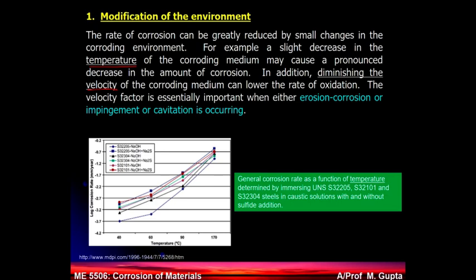For example, if you see this graph here, on the y-axis you have log of corrosion rate, and x-axis you have temperature. So if you increase the temperature, your corrosion is going up. And this is for stainless steel 32205, 32101. Now for the velocity also you have the same thing.